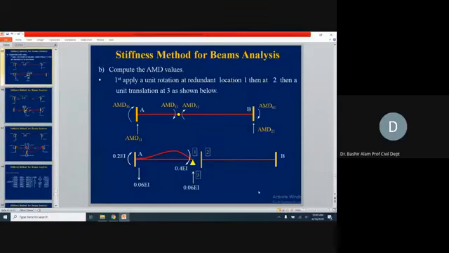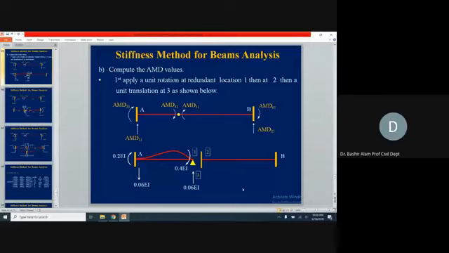Now let's generate the AMD matrix, and as I said, it will be from where we generated the first column of the stiffness coefficient matrix, the one where we give a unit rotation corresponding to D1. This was that one. So now AMD11 will become minus 0.06 EI. AMD21, which is at B, is 0 now, and similarly you can pick the other values by referring to this one.